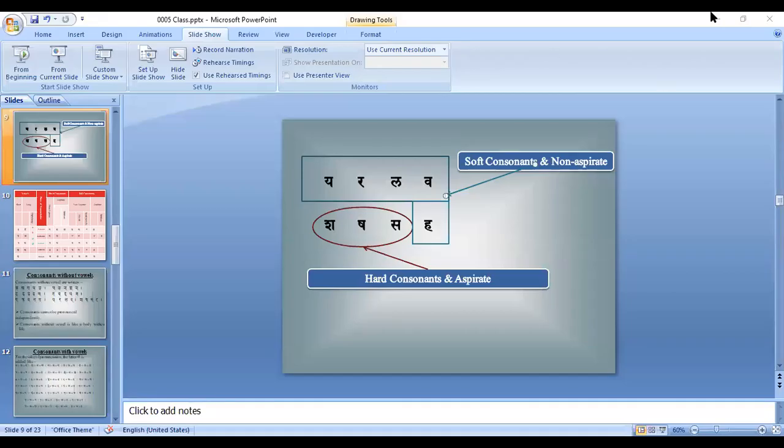So I was telling that there was a mistake in the slide. I was about to correct it, and then suddenly the meeting got disconnected. On the screen, you see ya, ra, la, va.